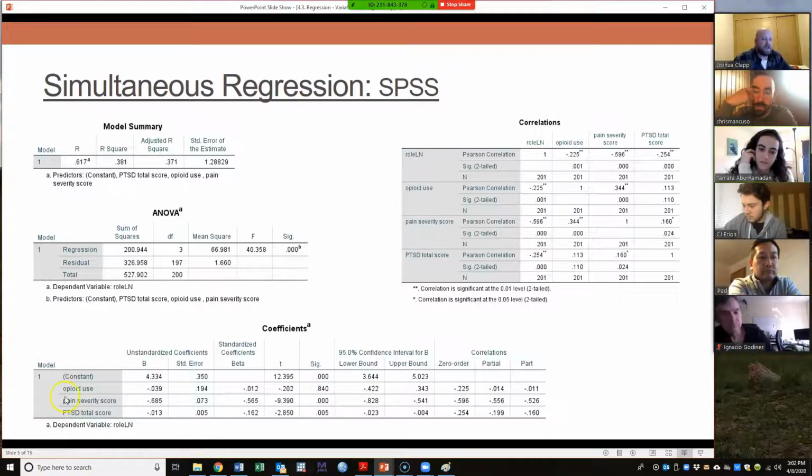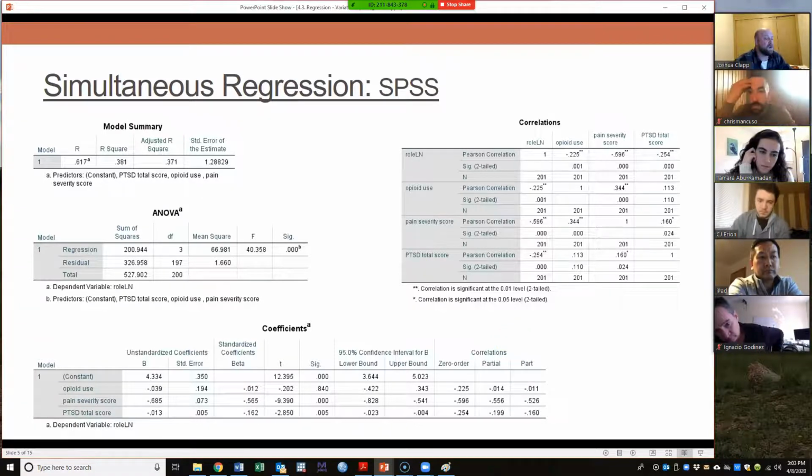Within this table, each one of these coefficients, whether unstandardized or standardized, is just looking at the unique effect of X on Y controlling for other variables in the model, right? And if I've got correlations between my predictors, which I do down here, between pain, opiate use, and PTSD, we see that we've got correlated predictors. So unless these values are literally zero, you're going to probably see these tend to be stronger than these.